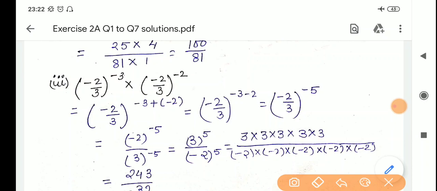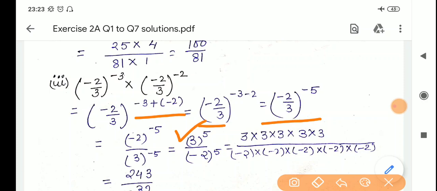So it is simple, because the bases are the same, we will just add the powers. (-2/3) raised to the power -3 plus -2. So by solving it we get (-2/3) raised to the power -5. Here the power is negative, so we will do the reciprocal, and it will be (3/-2) raised to the power 5.